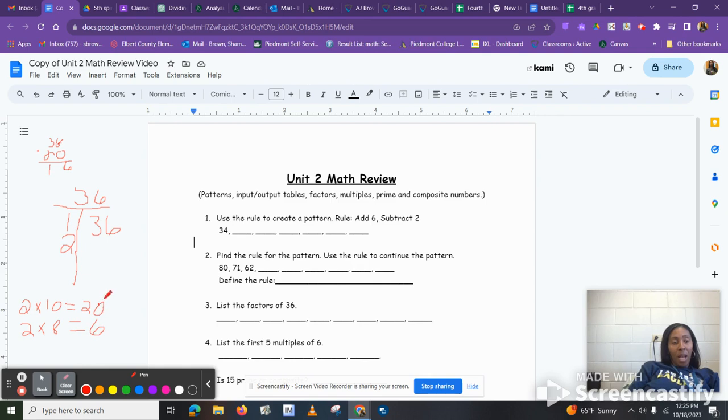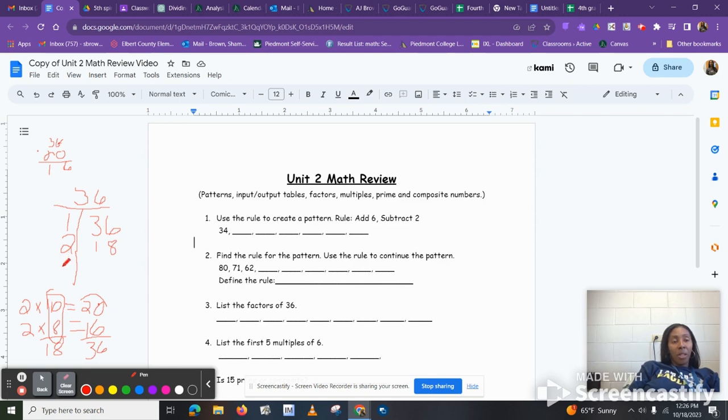So now I have, this adds up to 36. 20 plus 16. This adds up to 36 because 0 plus 6 is 6, and 2 plus 1 is 3. That adds up to 36. So therefore, 2 times this gives you 36. And if I add this up, 10 plus 8 gives me 18. So 2 times 18 would be another factor pair for 36.